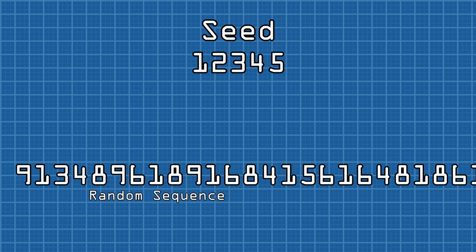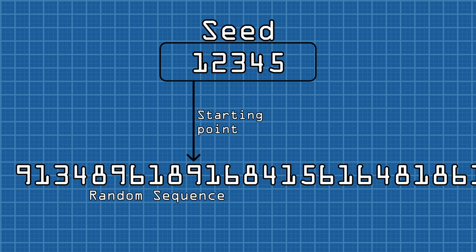Computers generate random values in a sequence of predetermined values. It's generally impossible to predict what the next random value in the sequence is. But using a seed, we can tell the computer where to start in the sequence of random values. That way, we can get the same values each time we ask the computer for random values using that seed.